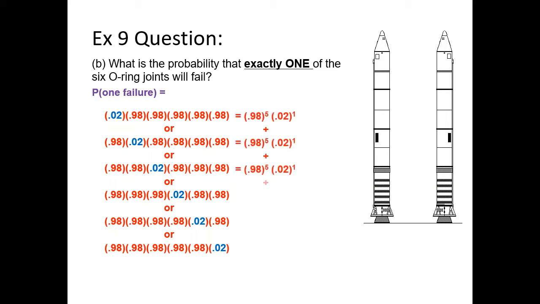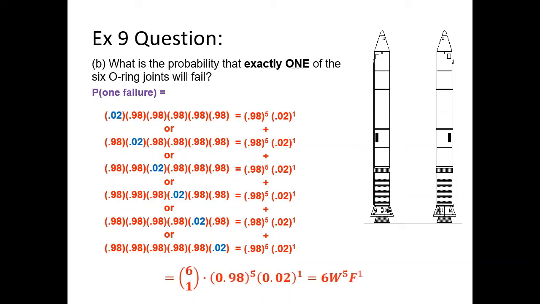So the probability of each one of these is the same, right? It's 5 successes and 1 failure. And in probability, whenever we're thinking about the word or, it's always going to be an addition. So the probability that the first one or the second or the third or the fourth or the fifth or the sixth fails would simply be the probabilities of each one added up. So in this case, it's easy to see that there are 6 possible outcomes.